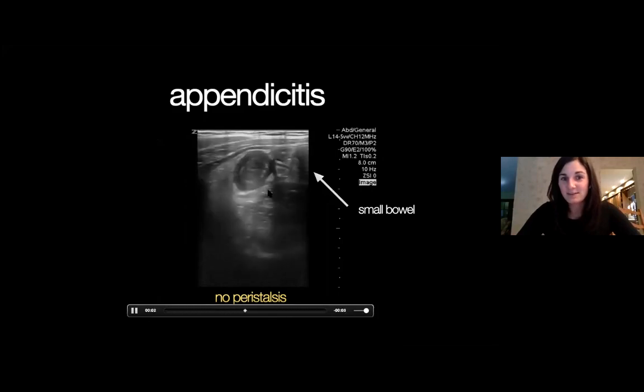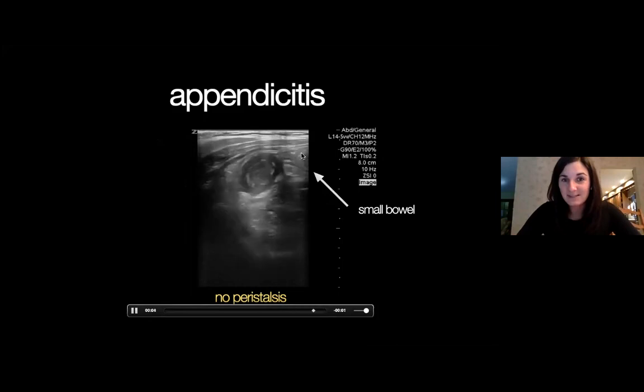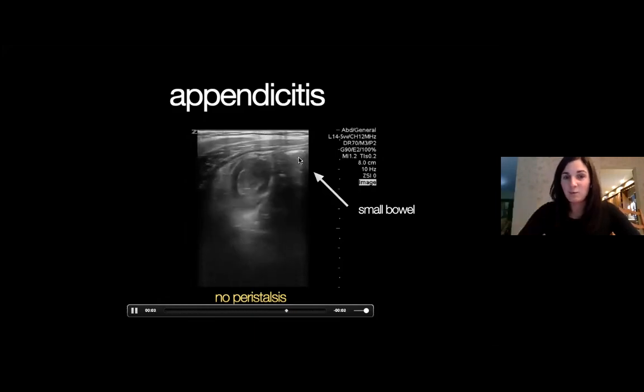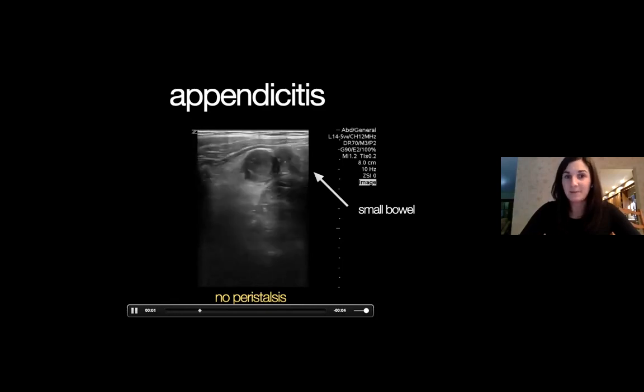And there's no peristalsis. I'm really looking, and you can see here, these are small bowel loops up there. It's a little bit different, right? And you see that there's some air in it, and if you were to wait a bit, you would see that they are moving while this structure is not, and that's the appendix.